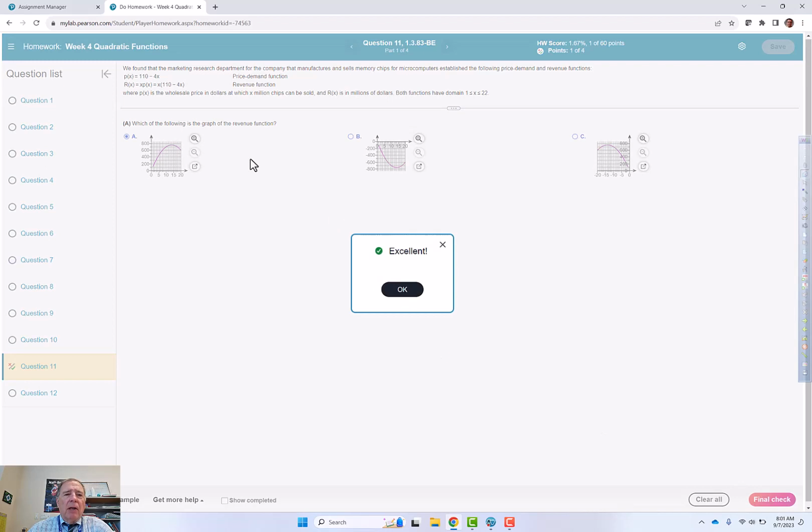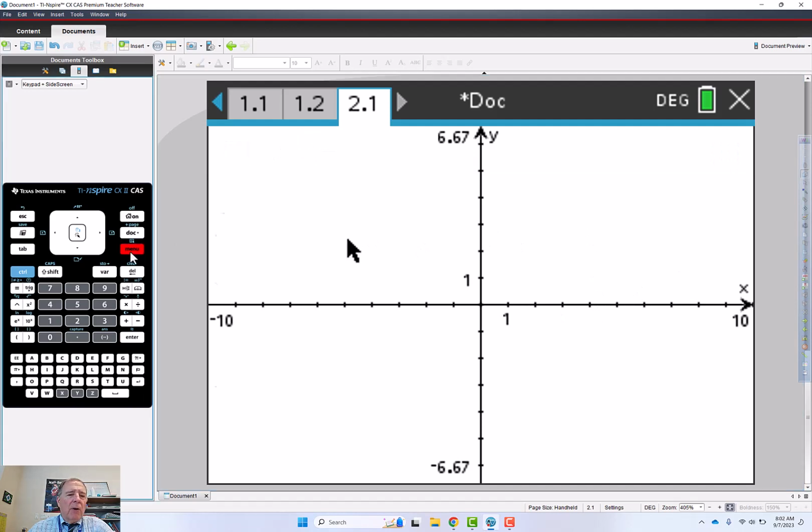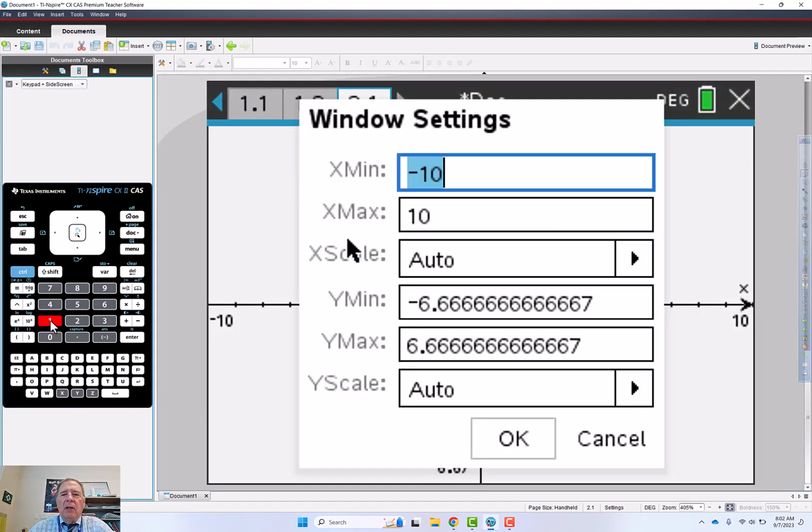It's worth talking about exactly how this works. I've already put in the price demand function. Here it is. I'm going to hit enter, and I don't see anything. That's because we have the standard viewing window, and we were told that the domain goes from 1 to 22. So I'm going to put in 0 to, I'm actually going to take this out to where I can see the x-intercept.